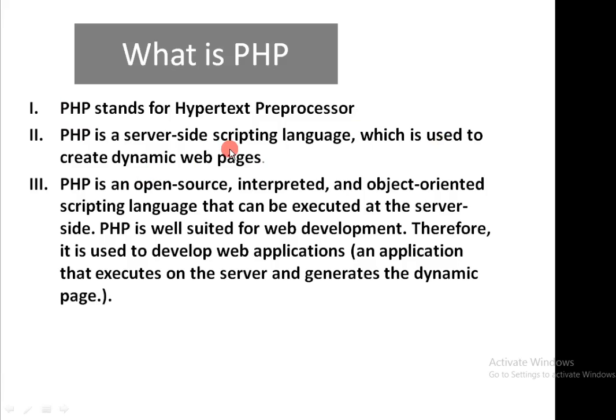PHP is used to create dynamic web pages, and it is open source. It means that it is freely available. You don't have to buy any kind of license or purchase any kind of right to use it. You can simply download it from the internet, and I will show you how you can download and use it. And you can simply use it in your project.